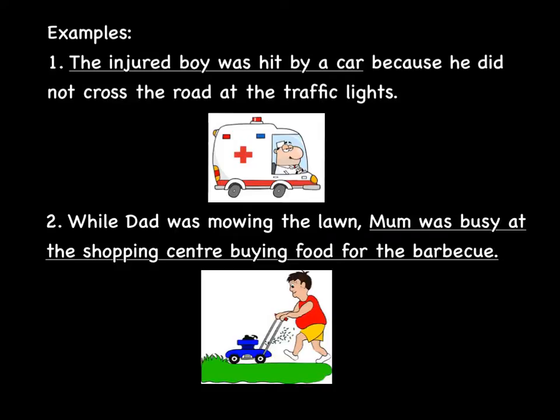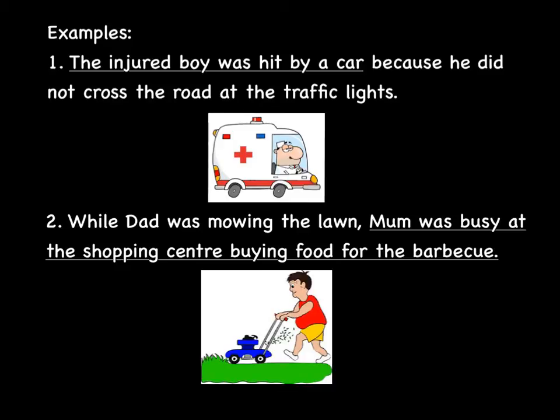Let's move on to the next slide for further examples. So, have a look at these examples. In each example, the underlined part of the complex sentence contains the independent clause. In other words, that part makes a simple sentence. Number 1. The injured boy was hit by a car because he did not cross the road at the traffic lights. The first part, the injured boy was hit by a car, is a simple sentence and makes sense. But look at the next part. It does not make complete sense. Because he did not cross the road at the traffic lights, it just seems like we're looking for more information.